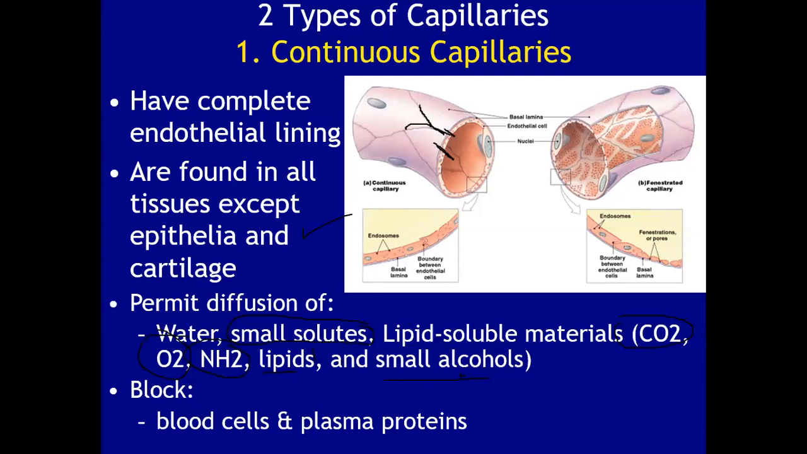So this is basically feeding, getting rid of the waste, as well as providing oxygen and taking away the carbon dioxide. What it's going to block is blood cells. Blood cells can't squeeze through this, the red blood cells, white blood cells. And the plasma proteins are going to be too large to fit through this. So that's continuous capillary, the regular old capillary that we're thinking about.